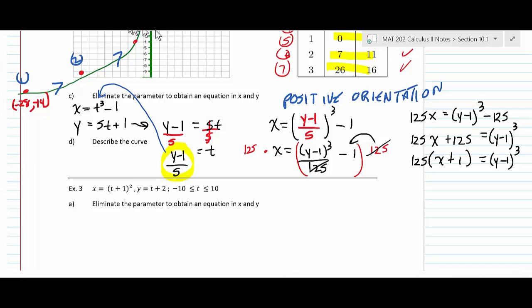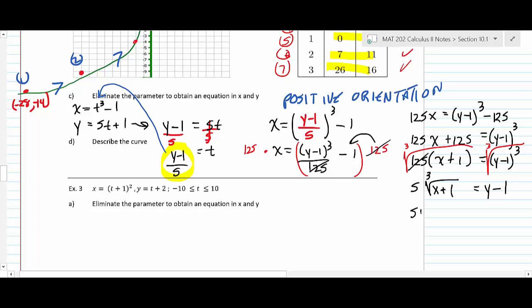I didn't even think of that. So I'm going to go through and cube root both sides. And when I do that, the cube root of 125 is 5. Then I'll have the cube root of (x plus 1) is equal to y minus 1. Now I'm just going to add 1 to both sides. You always try to solve these things for y. So if you add 1 to both sides, you end up getting this plus 1 is equal to y. And that's where you would stop.